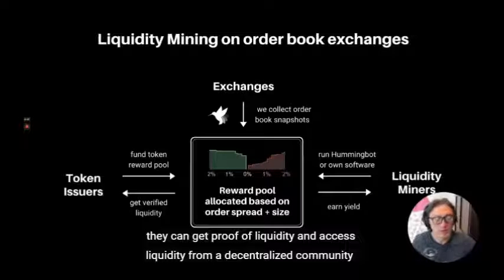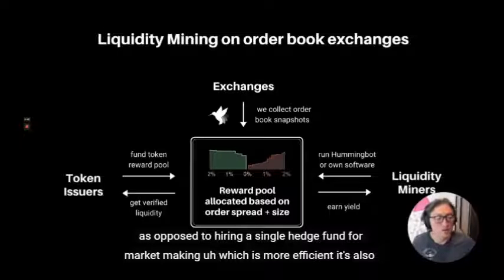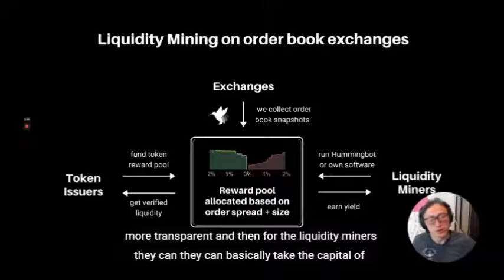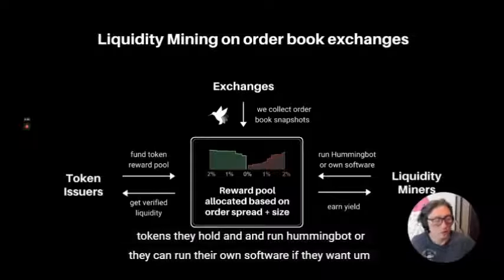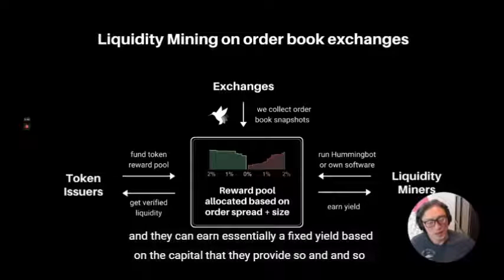For the issuer, they can get proof of liquidity and access liquidity from a decentralized community, as opposed to hiring a single hedge fund for market making, which is more efficient. It's also more transparent. And for the liquidity miners, they can take the capital of tokens they hold and run Hummingbot, or run their own software if they want, and earn essentially a fixed yield based on the capital that they provide.